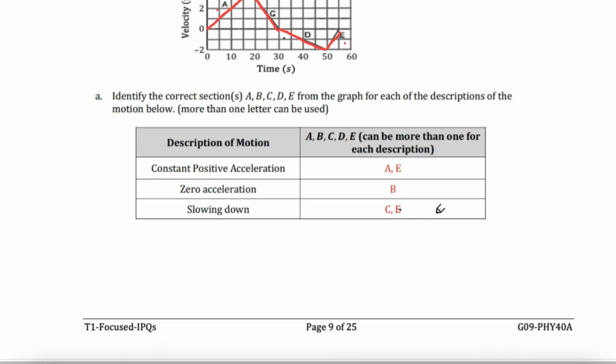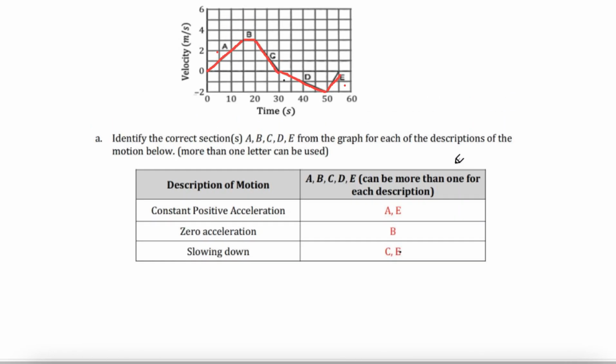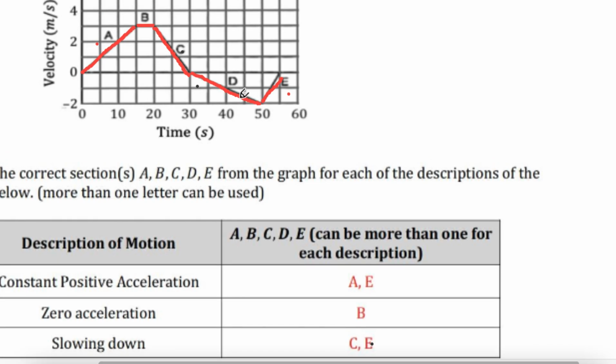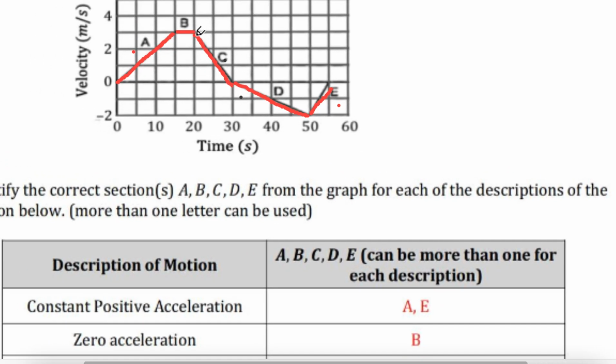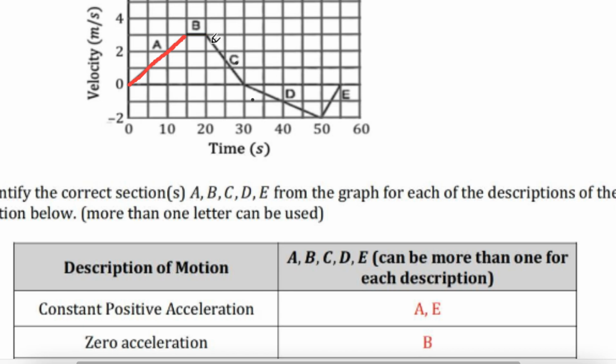Wait. Okay, there's a mistake on this. C and, what's this? That's supposed to be E actually, not D. Why am I saying this? Slowing down is C. This is actually quite important. I never really mentioned it earlier, but let's go over it now. This is going towards 0. If it's going towards 0, of course it's slowing down. It's negative because it's going towards the negative side, so that is going to be slowing down.